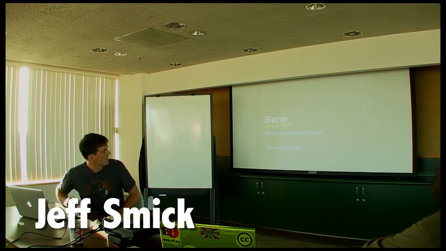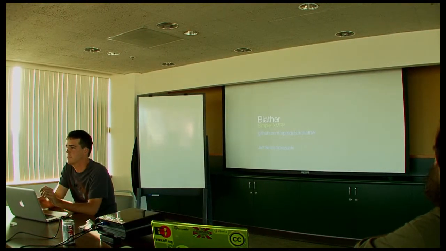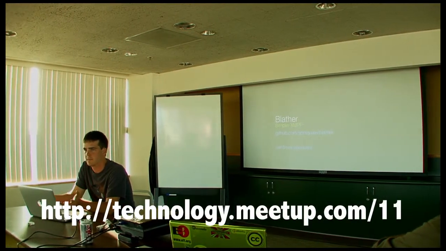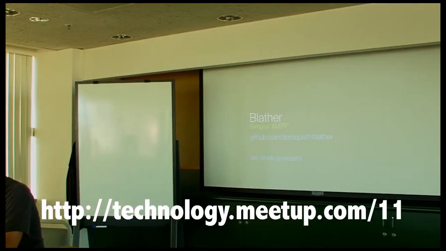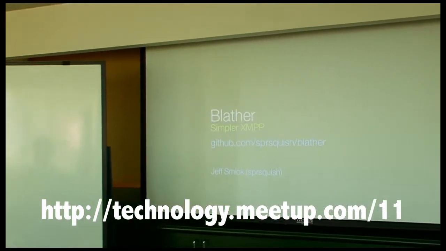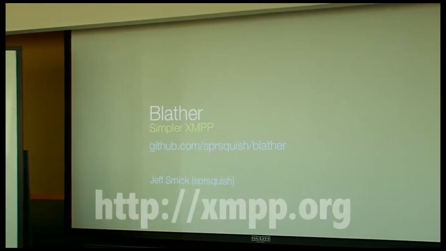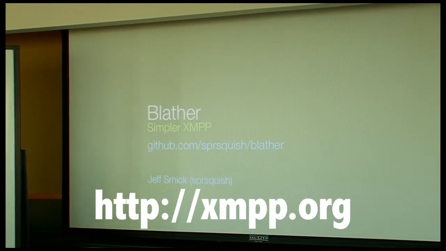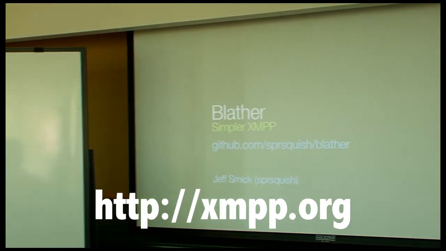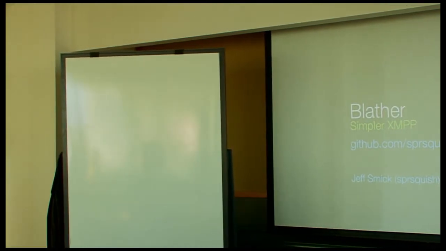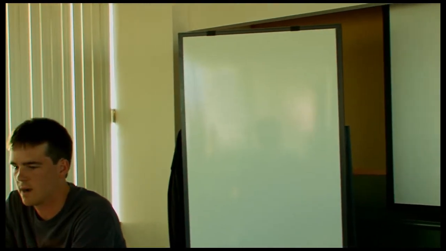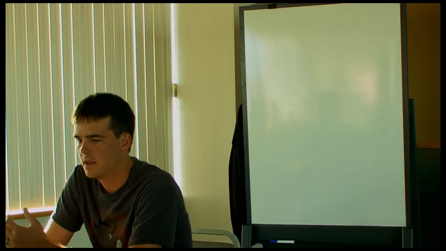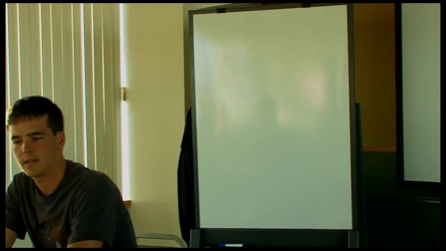So I also wrote a Ruby XMPP library called Blather, and I called it simpler XMPP because there's Java Smack that's supposed to make XMPP really simple, but it's still pretty complex. So it's basically a DSL and I guess a stanza to object mapper, and it requires libxml and EventMachine, so it should be really fast. And here's sort of what the DSL looks like.